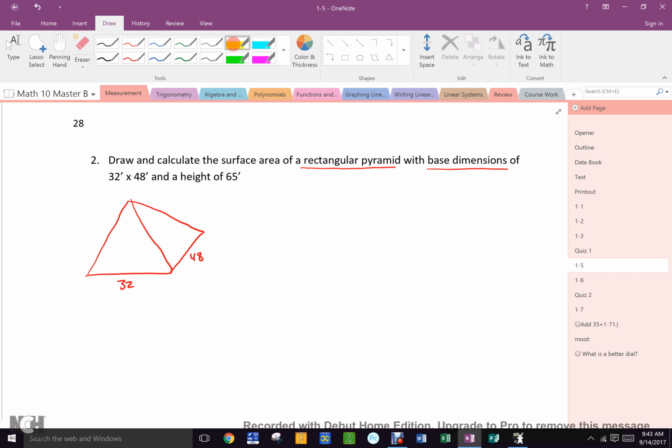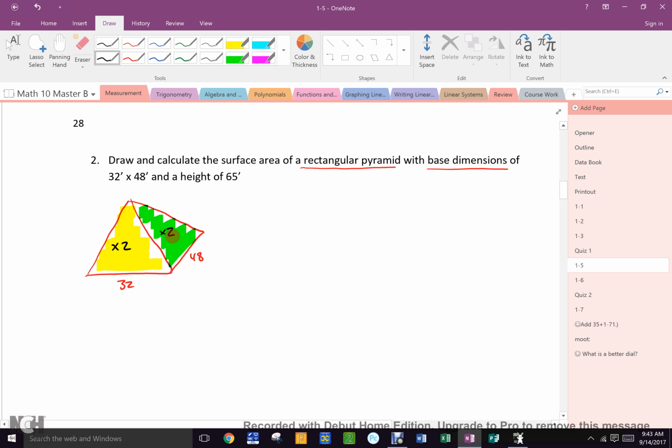What shape is that? Triangle. What shape is that? Triangle. How many of those yellow triangles are there? How many of those green triangles are there?